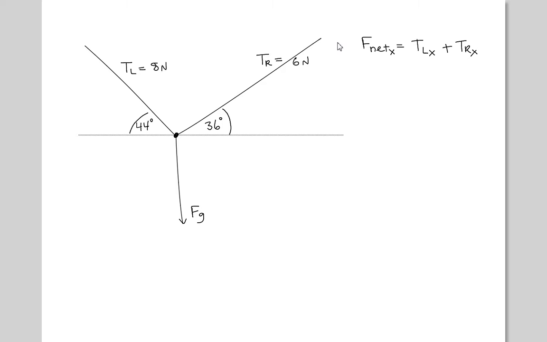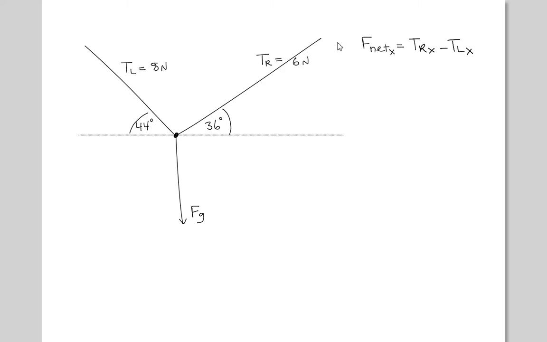It depends on what you want, right? So let's just do what we always do. Left is negative and right is positive. So let's clean that up a bit, make it more like what we're used to. Let's put the positive one first. So TRX minus TLX.